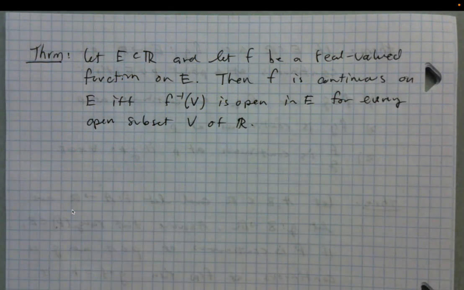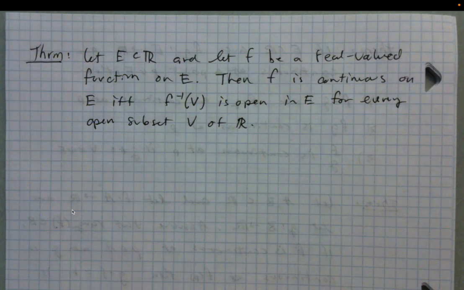Okay, so let E be a subset of real numbers and F a real valued function on E, so E is the domain of F. Then we say that F is continuous on E if the inverse image of V, V being an arbitrary open subset of R, is open in E. Again, this theorem is frequently taken as the definition of continuity in topological coursework.